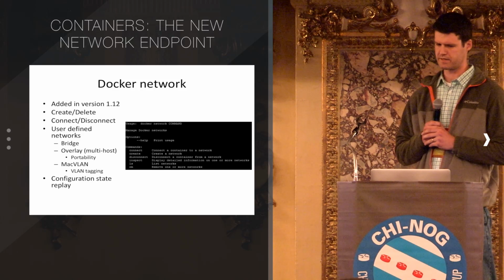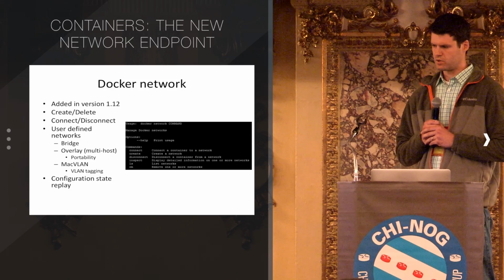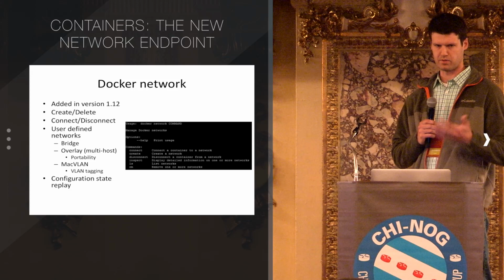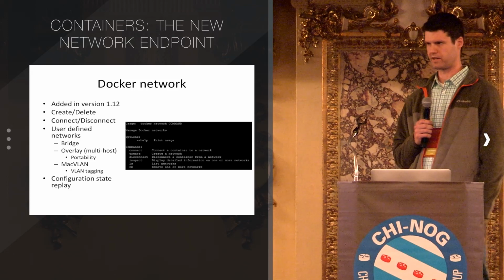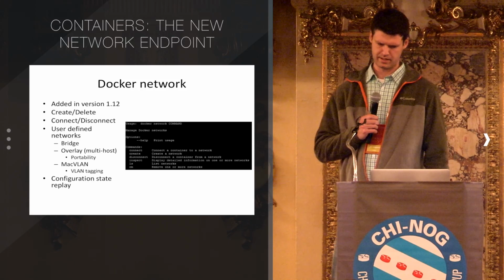I would say that's Mac VLAN. That came with 1.12 as well. So Mac VLAN presents the container's network namespace using the Mac VLAN Linux networking construct almost directly right on the host interface. And the interesting aspect that comes along with this is VLAN tagging.